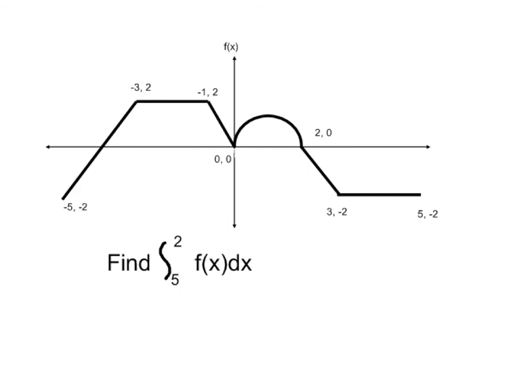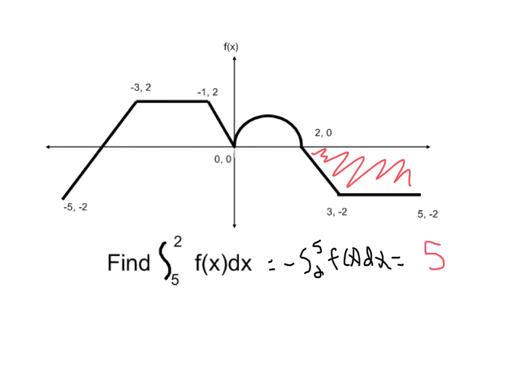So if I wanted to find the integral of this function from 5 to 2, that would be the same thing as the opposite sign, the integral from 2 to 5 of f of x. So we're talking about the area starting at 2 and going all the way to 5, which we've already found to be negative 5. So it's opposite the sign of negative 5. So this is equal to positive 5.